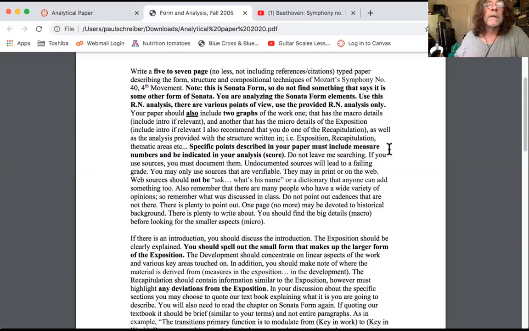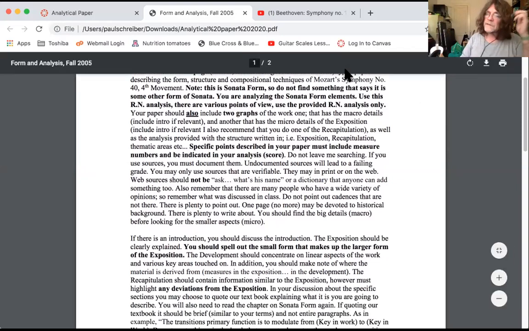All right, so again, use this Roman numeral analysis. There are various points of view, so use the provided Roman numeral analysis only, all right? Your paper should also include two graphs of the work. One that has the macro details. Include the intro if it's relevant, if this piece has an introduction or not. But the macro details is just the intro if you have one, the exposition, the development, the recapitulation. You don't have to break the exposition down, but it really just gives you the large look at the exposition. You can write C, in this case G, and then it ends, and things like that.